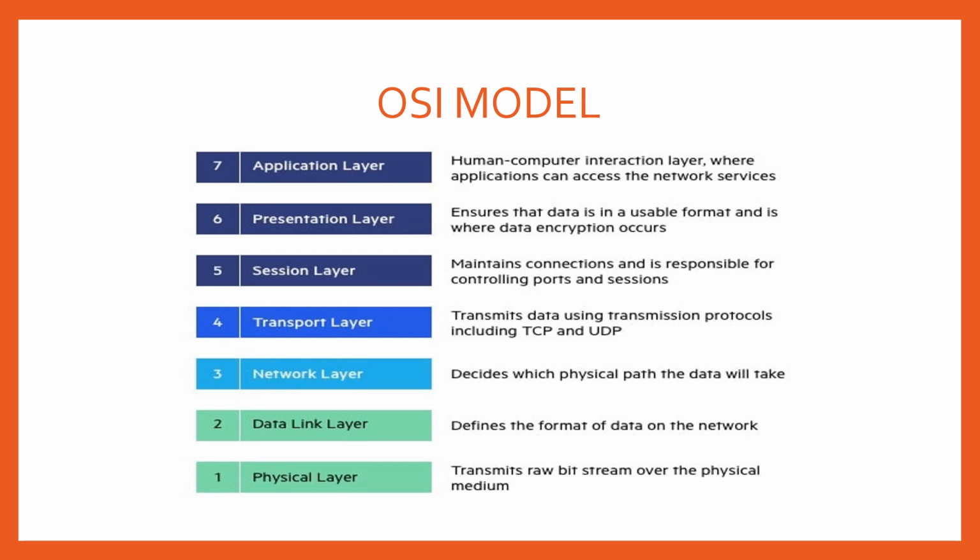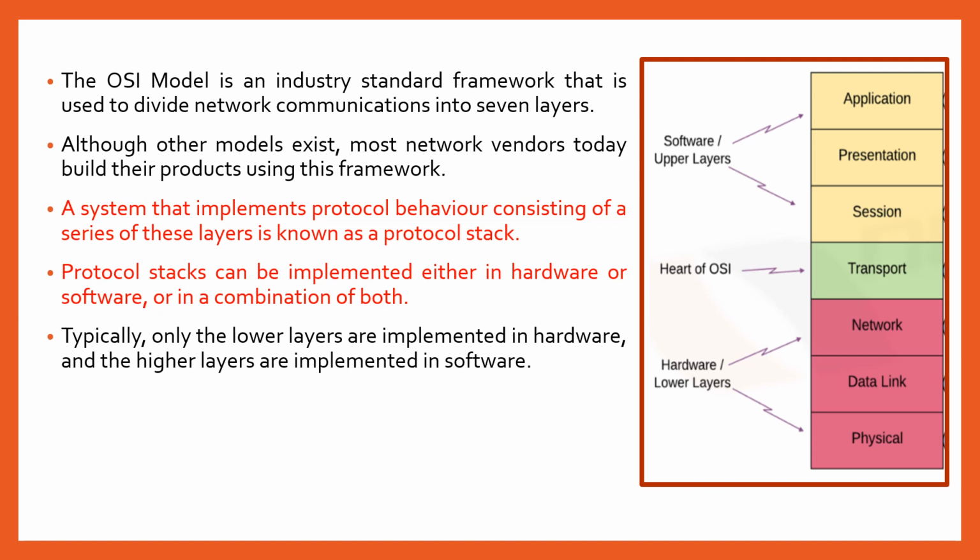And the second layer is called the data link layer. Its main purpose is to provide physical addressing and media access procedures. And the first layer is the physical layer. It basically defines all the electrical and physical specifications for the devices.